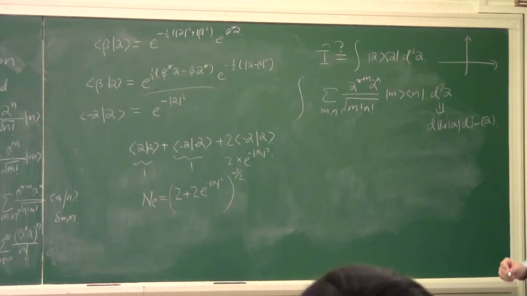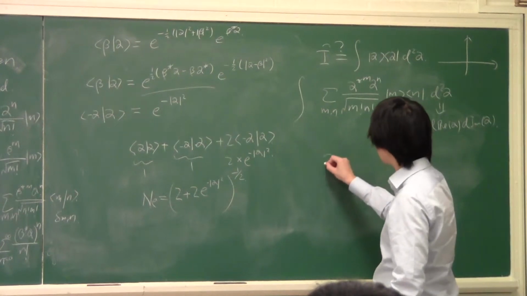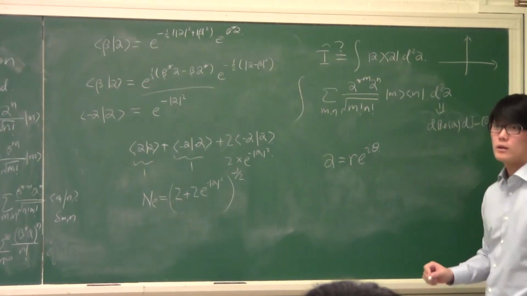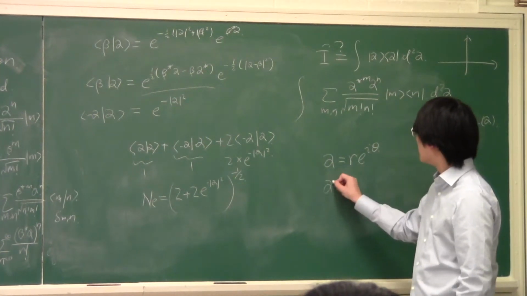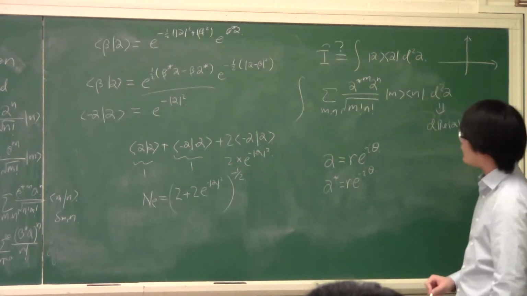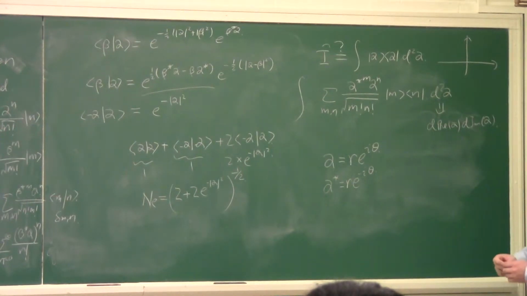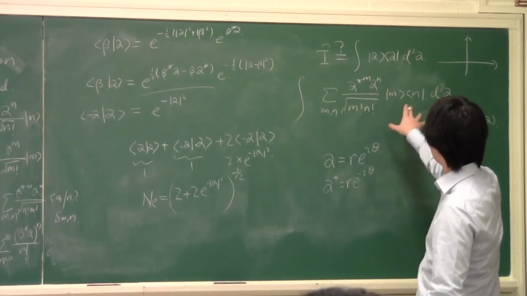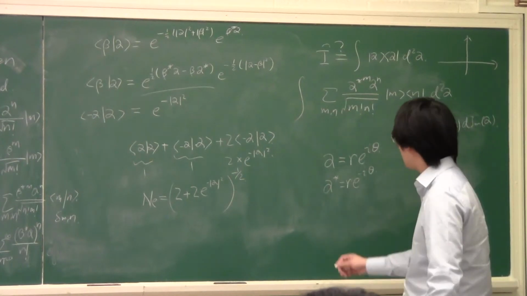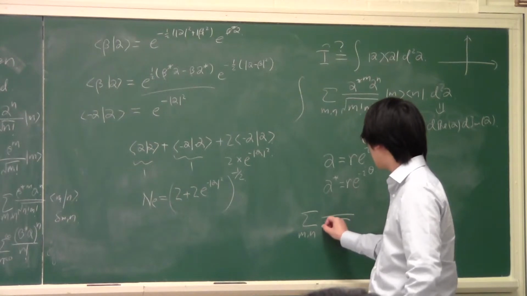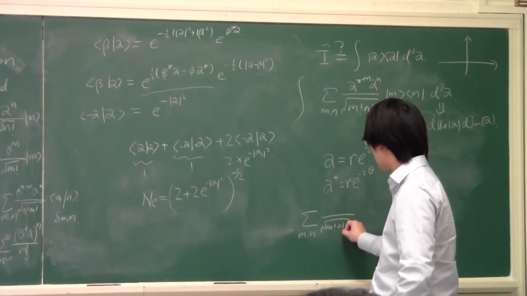Now what we're going to do is turn alpha into polar form by writing alpha as r e to the i theta, which means that alpha conjugate is equal to r e to the minus i theta, and r and theta are both real. Now all these things are independent of alpha, so let me take the ket m bra n out. We have a summation on the outside.